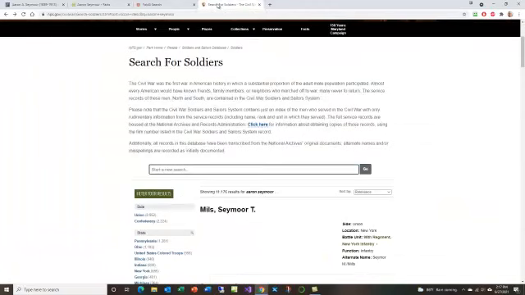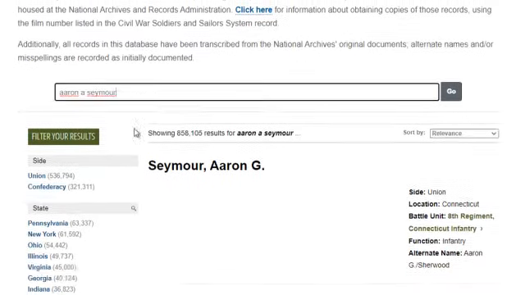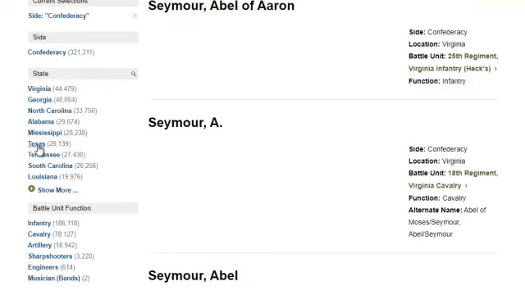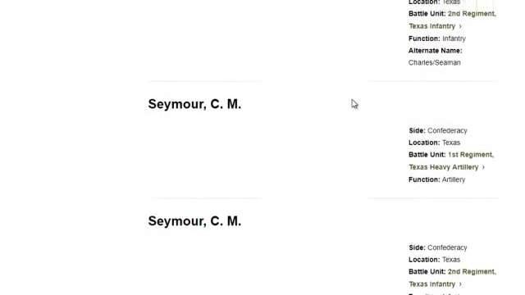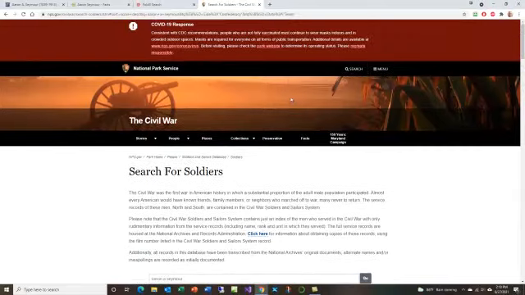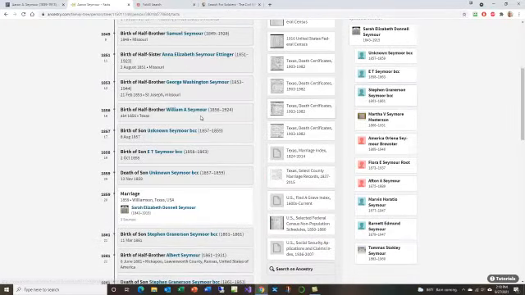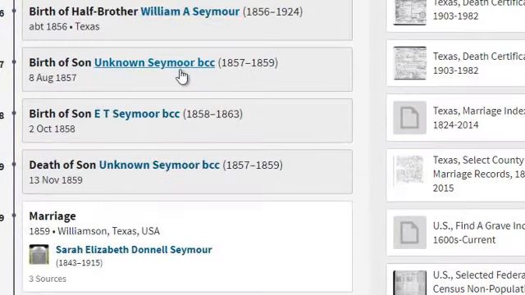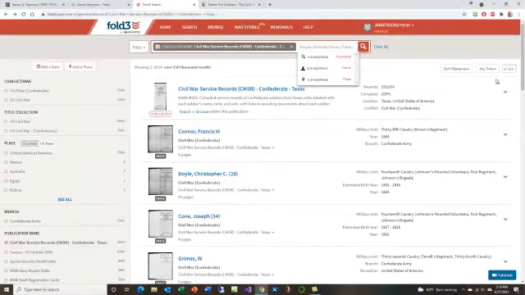Let's switch over to the National Park Service database and look to see if we can find anything here. We're going to do Aaron A. Seymour. We know he was probably a Confederate, and we know he was in Texas. Not many folks there, so we're not coming up with much results here. So let's go back to his record, and one of the things we can look at is there are alternative spellings for his name. Instead of S-E-Y-M-O-U-R, there's an S-E-Y-M-O-O-R. So let's go back and look to see if we can find a misspelling.